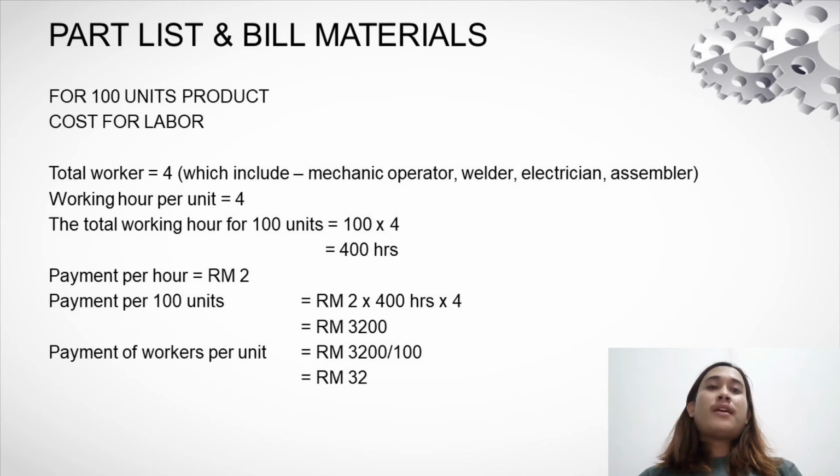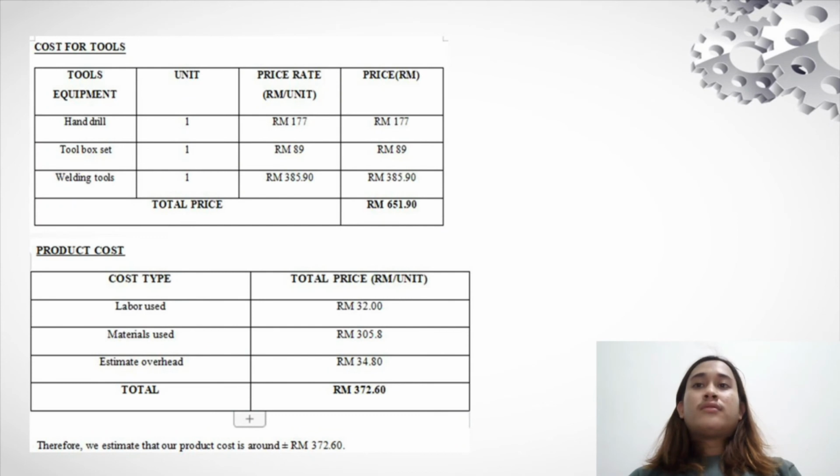For the cost of labor, the payment per worker per unit is calculated by 300 and 3,200 divided by 100. So the total comes to RM 32 for the cost of labor. Therefore, we estimate that our product cost is around RM 372 and 60 cents. So that's all from me. Thank you.